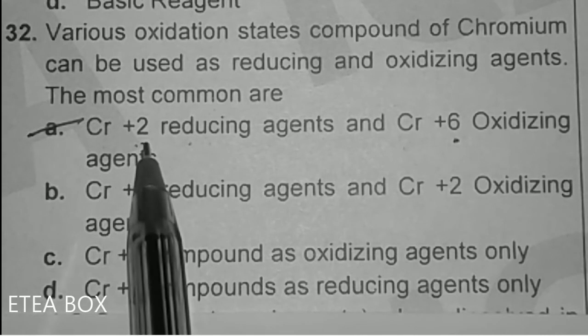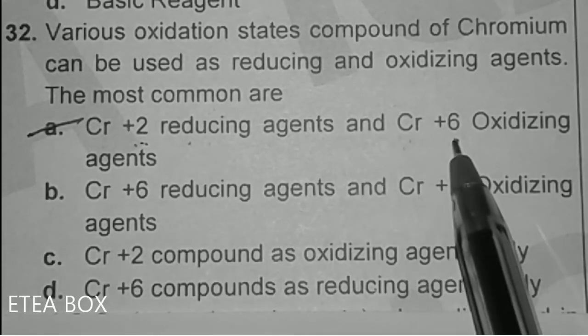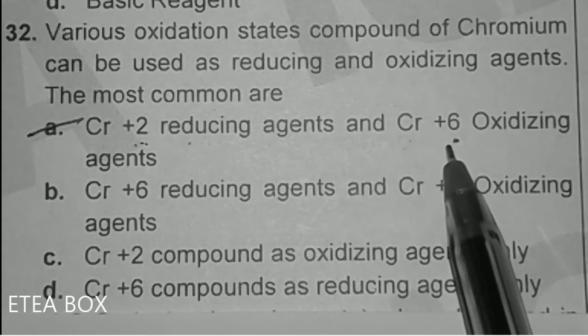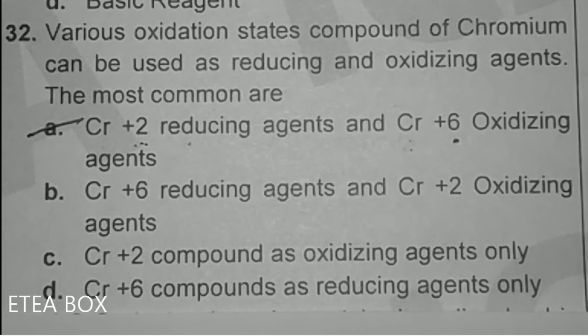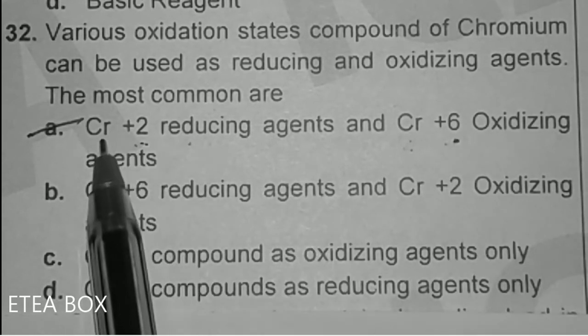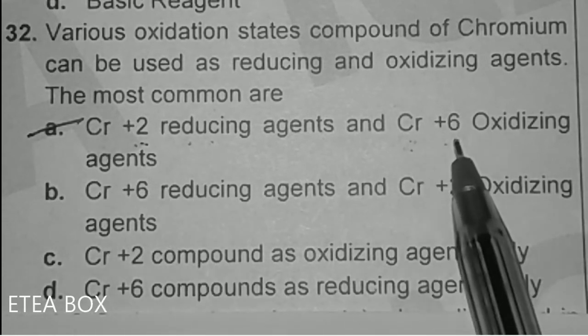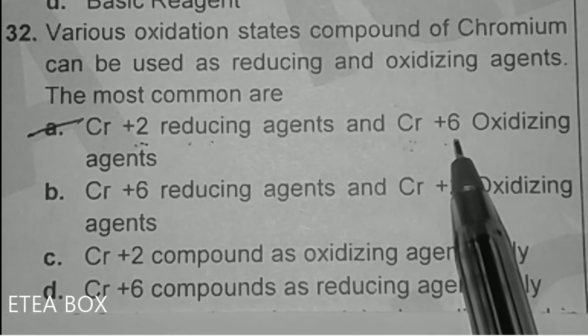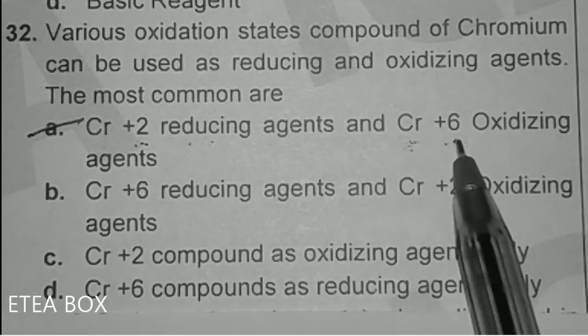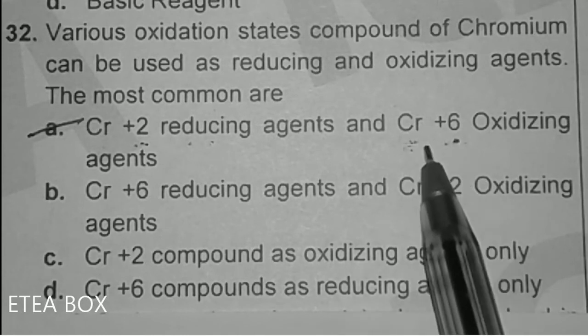Now chromium plus 2 has the ability to lose some other electrons. And look, chromium plus 6 doesn't have any ability to lose other electrons. It has no electrons left to lose. Instead it will only gain electron. Now look here, it has the capacity to lose, that's why it will act as a reducing agent, and it has the capacity to gain the electron. Because chromium plus 6 can only gain electron and has no other electrons to lose, that's why it has the capacity to gain the electron.